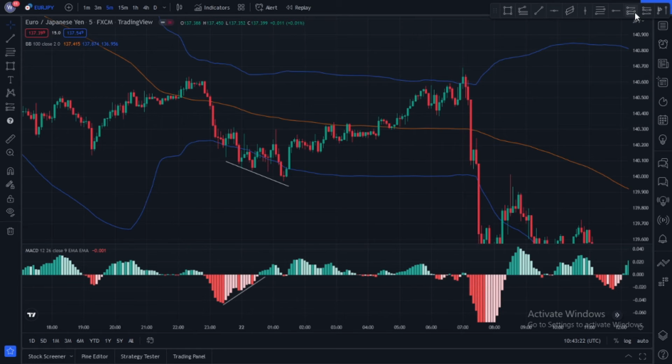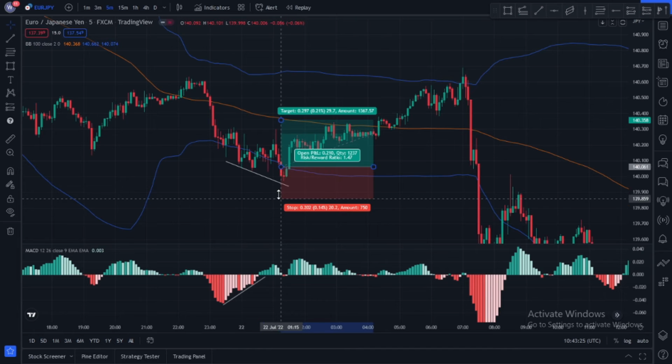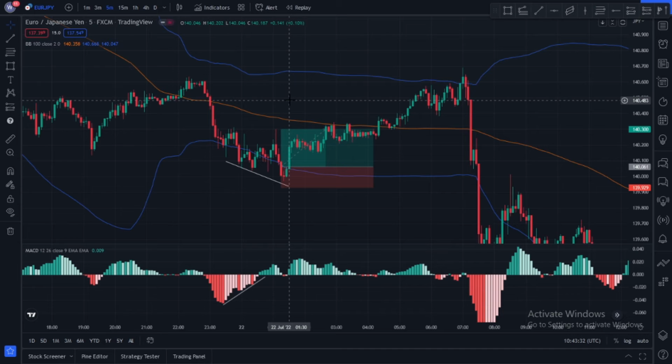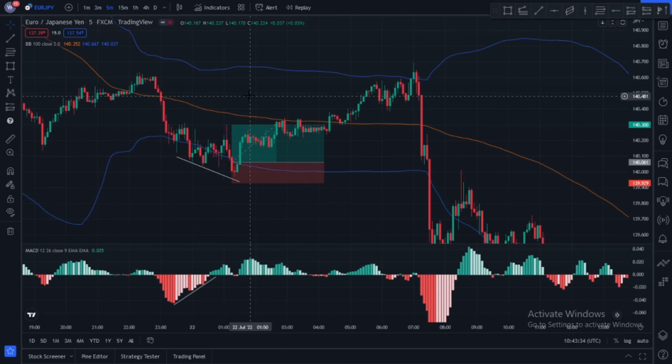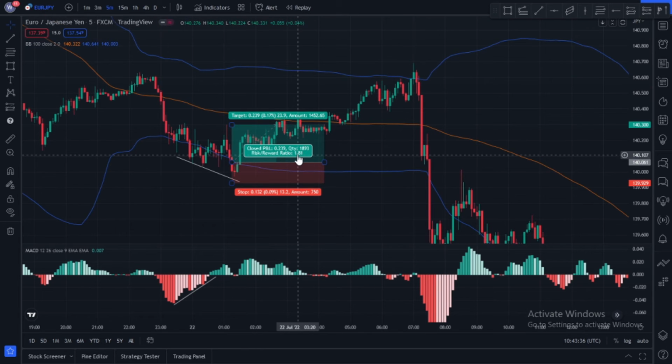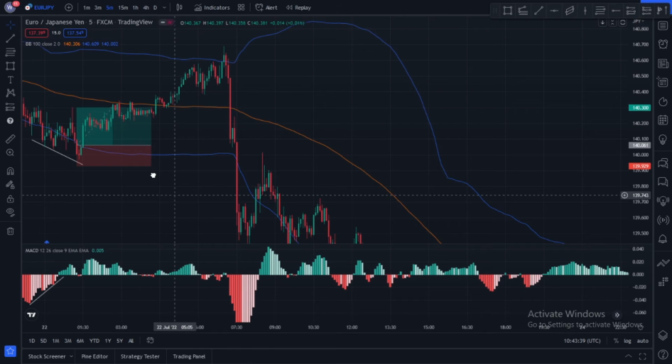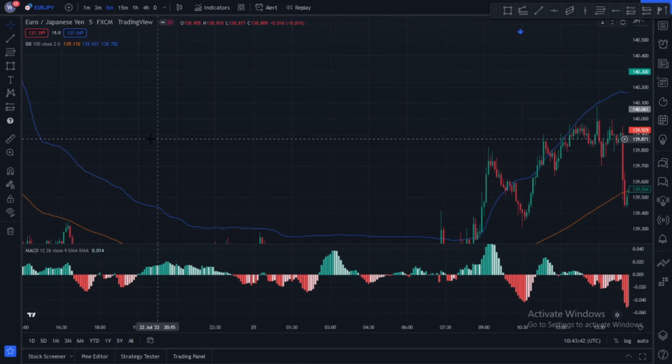So we open a long position, place the stop loss below the last price low, and place the TP a little lower than the EMA. As you can see, the position is closed with profit. This strategy is very strong and you can use it for both long-term and short-term trading in all time frames.